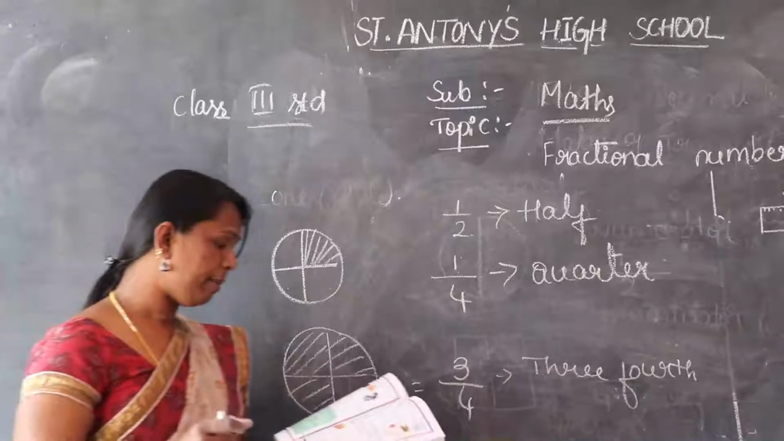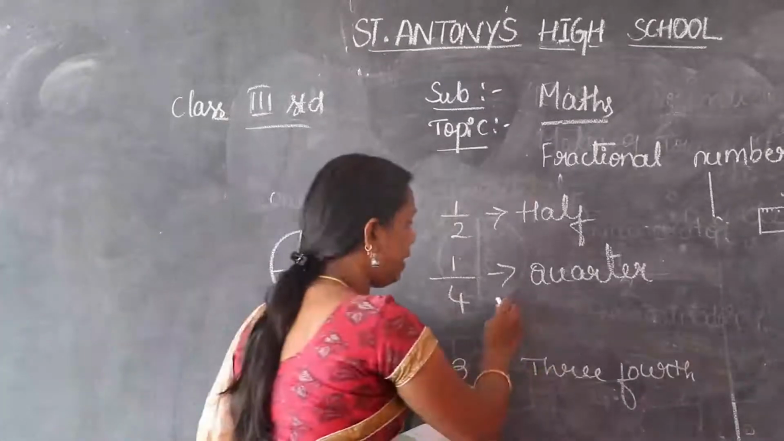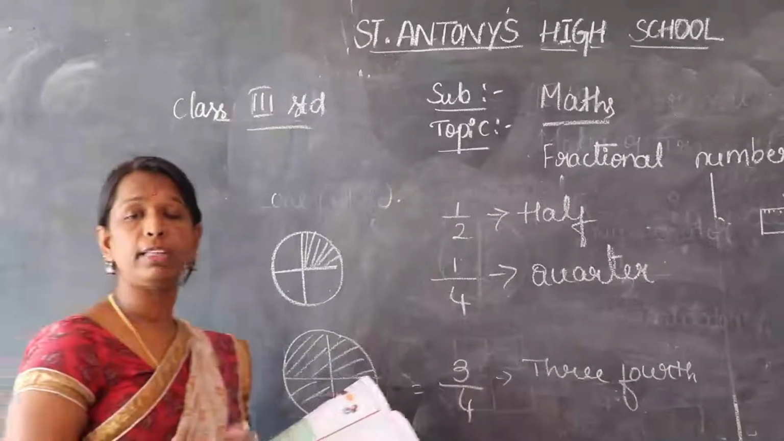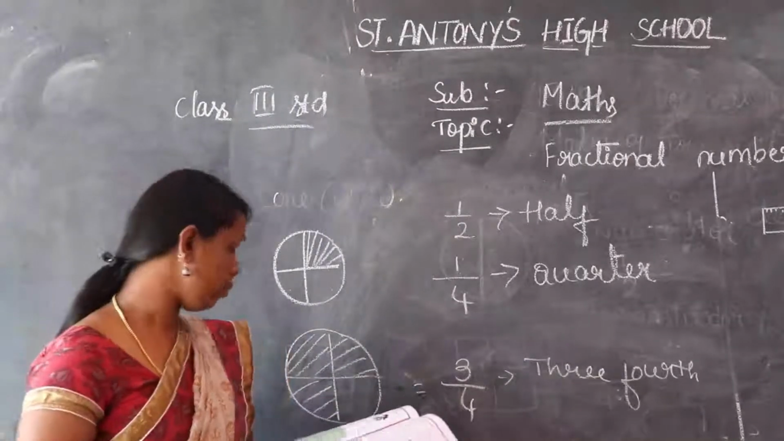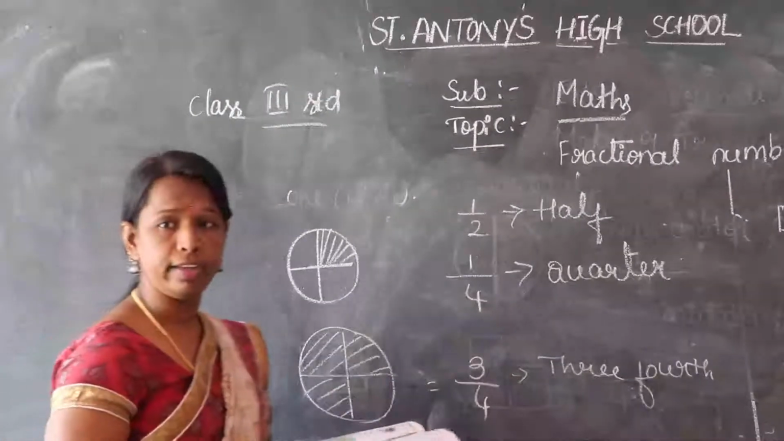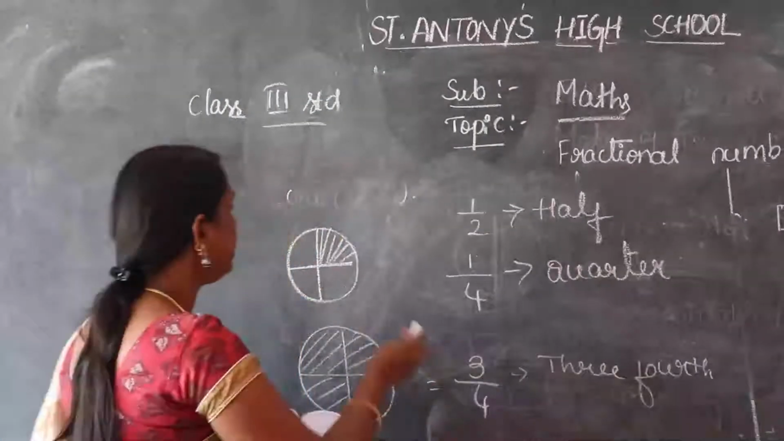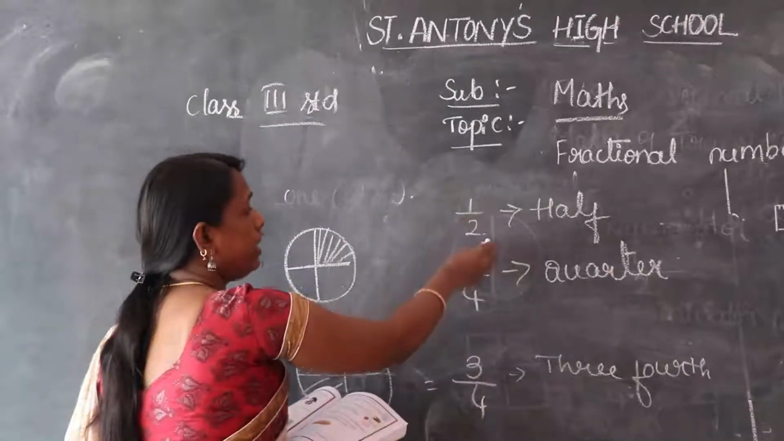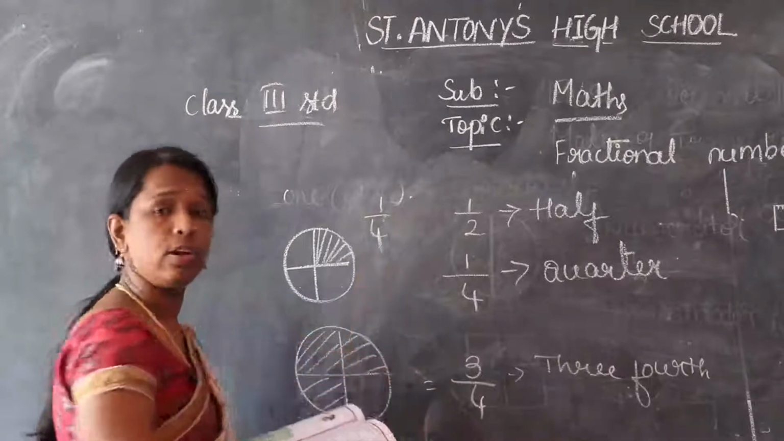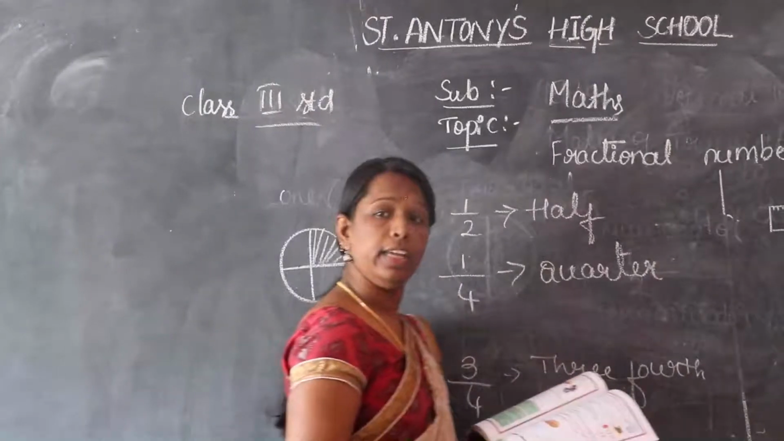Here are some things to remember. In 4 equal parts, each part is a quarter. Here only one part is called a quarter, that is 1/4. Half of a half is called a quarter. When we take this half, half of a half is called a quarter.